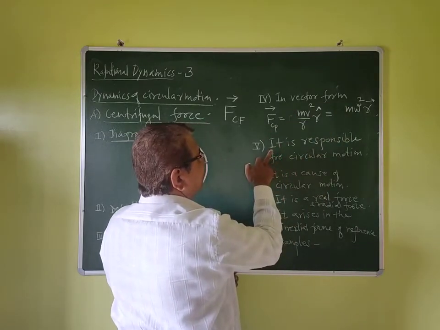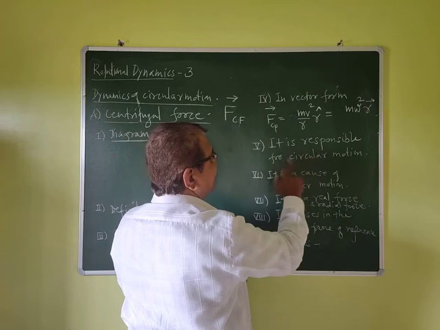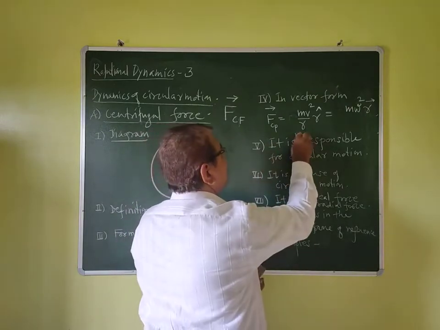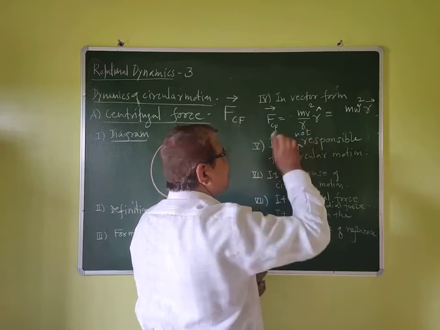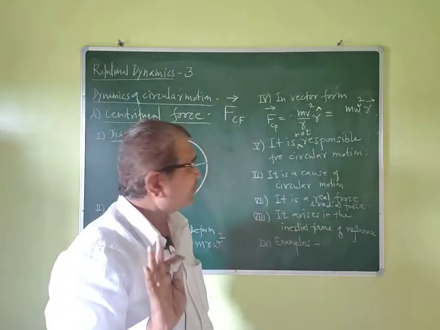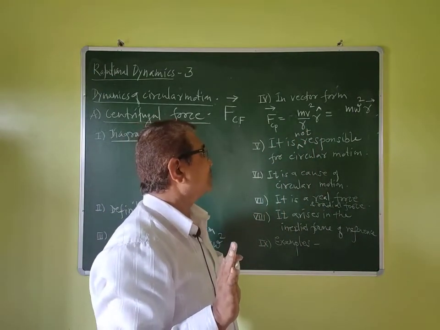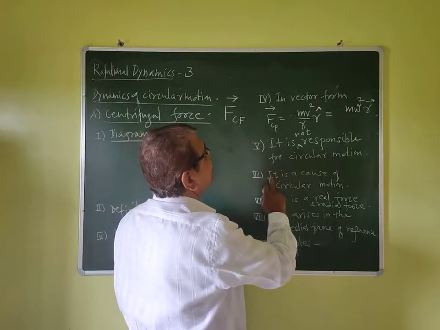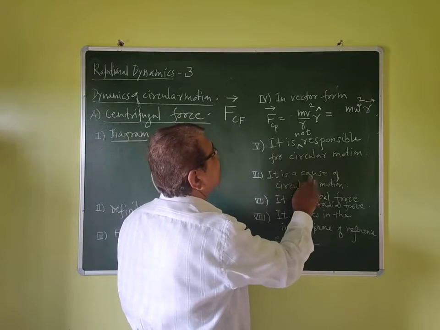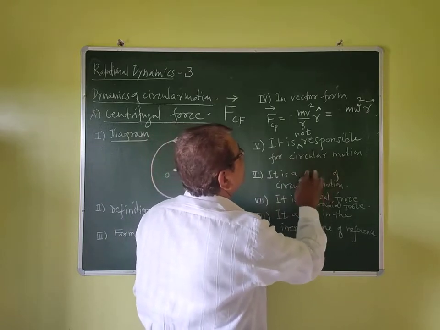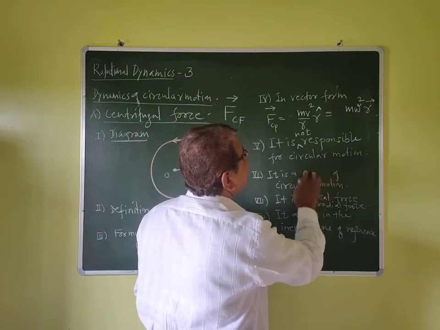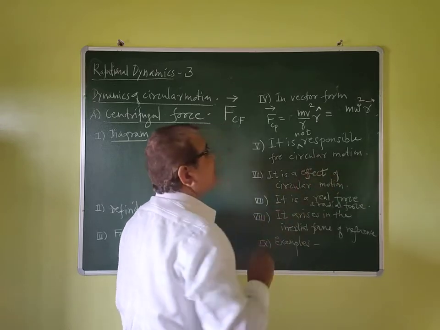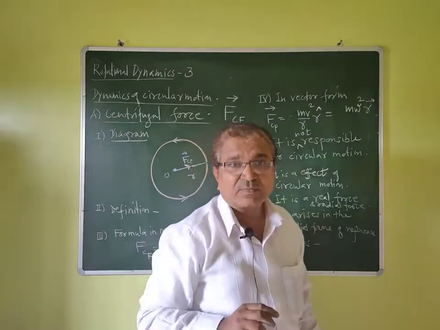In centripetal force, we have written it is responsible for circular motion. So here it is not responsible for circular motion. In that case, we have written it is a cause of circular motion. Here we write what? Erase this cause, and write here: it is an effect of circular motion.